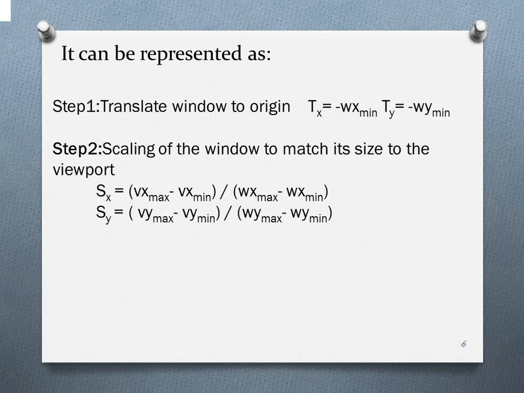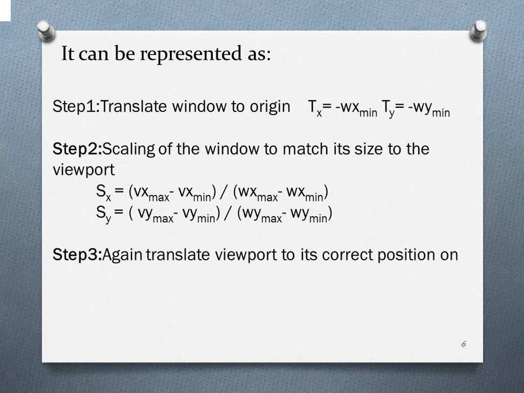Because sometimes it may be possible that the size of the window will be smaller and the size of the viewport will be larger, or vice versa can also happen. So again, translate the viewport to its correct position on the screen, because first we have translated it, so again we have to translate it back to its original position. At this time the translation factors will be Vx minimum in x direction and Vy minimum in y direction.